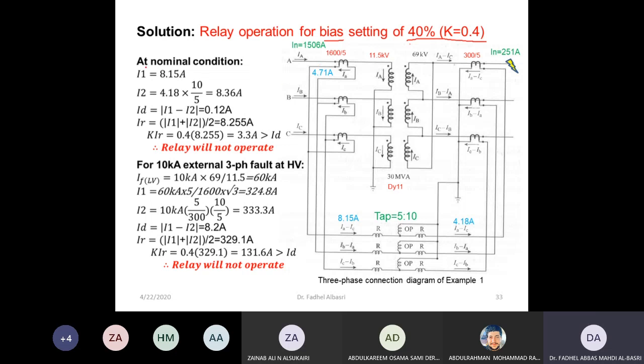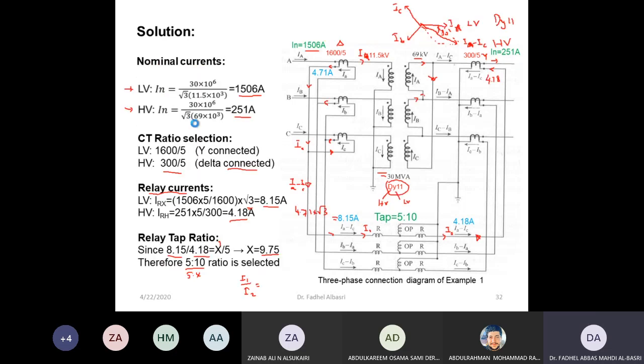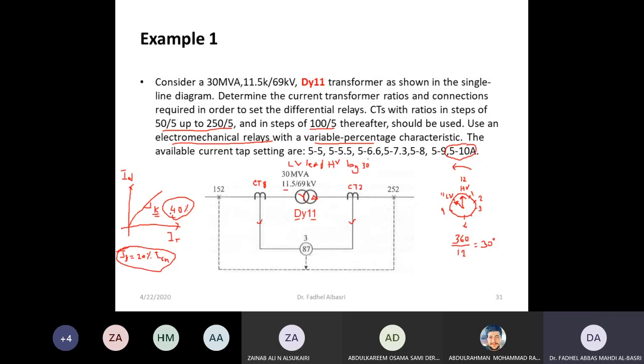So how do I check now? I'll check whether the relay will operate during normal operating conditions or not. What is the trip condition here? The relay operates when I_D is greater than K times I_R. This is the trip condition for a percentage differential relay.